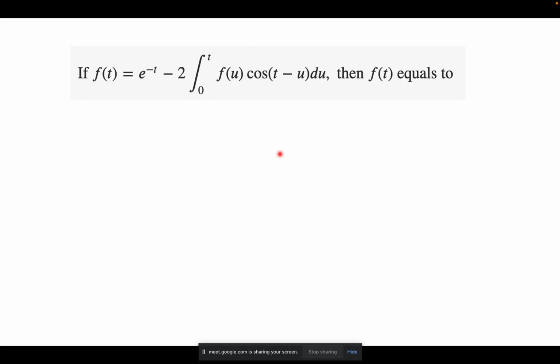So the next question is: you are given some function f of t, which is equal to e power minus t minus 2 times the integration of f of u cos of t minus u du, and you need to find the value of f of t. So how to solve that?